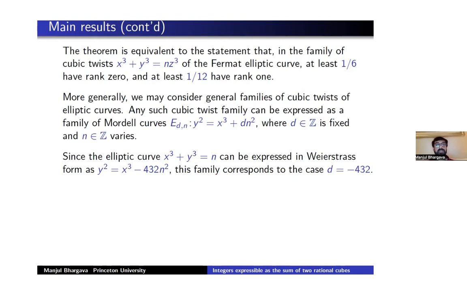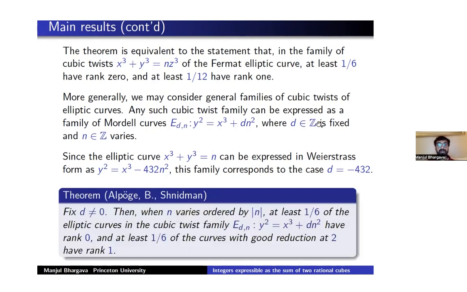And since the elliptic curve x cubed plus y cubed equals n, when you express it in Weierstrass form, becomes y squared equals x cubed minus 432 n squared. You can work that out. So in other words, if we set d equals minus 432, then the family E_{d,n} is the family x cubed plus y cubed equals n. So y squared equals x cubed minus 432 n squared is the same as the family x cubed plus y cubed equals n, just expressed in Weierstrass form. Okay, so this family is more general than just the family of Fermat curves, where we just set d equals minus 432.